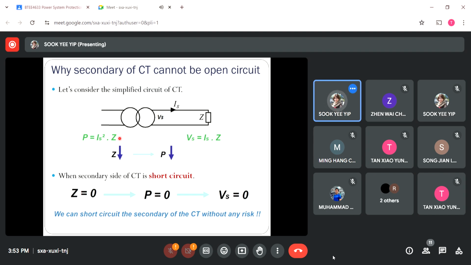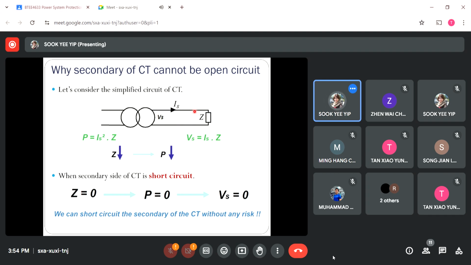So how about the voltage drop at the secondary winding? It can be calculated based on Ohm's law, just the current multiplied with the impedance. That is the induced voltage at the secondary side. So from these two equations, we can deduce that whenever the load Z value reduces, the power becomes smaller, whenever we have a constant primary current flowing through the secondary terminal.